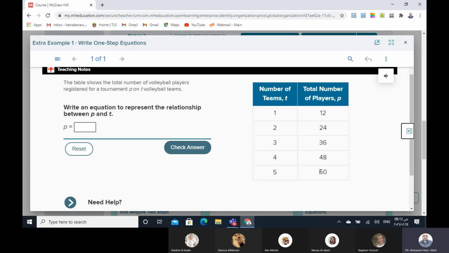Who can tell me what is the relationship between input and output here? Multiplied by 12. Great. So B equals T times 12, or 12T. This is the equation. B equals 12 times T, or 12T.